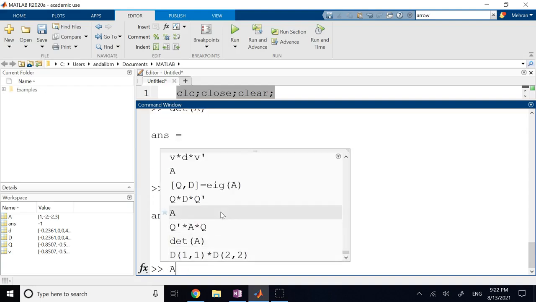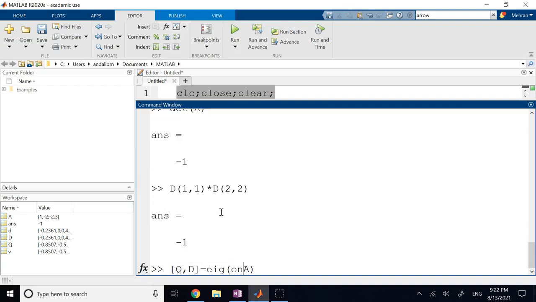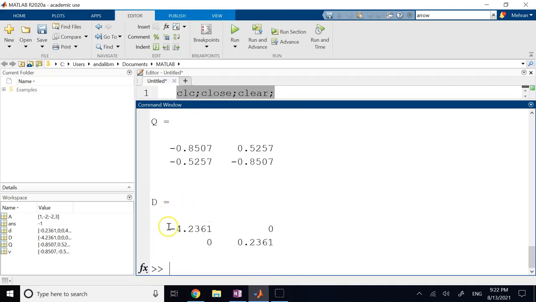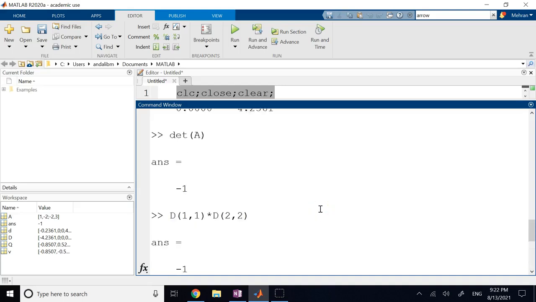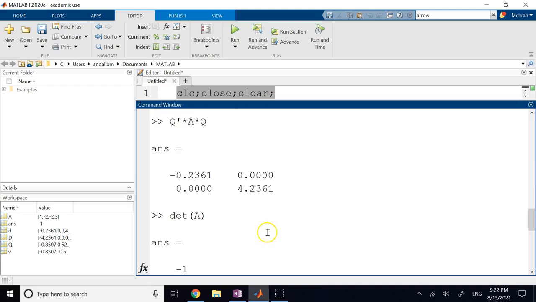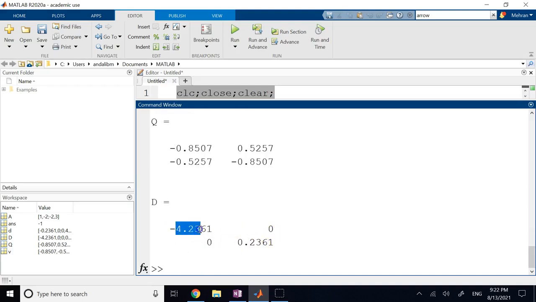Right? Or here, instead of saying eig of A, I say what's eig of inverse of A? What are the eigenvalues and eigenvectors of inverse of A? Look at that. The eigenvalues are these two numbers. What were the ones for A? They were these guys. Let me find them here. -23.6, 423. -423 and 23.6. And these numbers are the inverse of those, because if you divide 1 by 0.236, that's the other number.